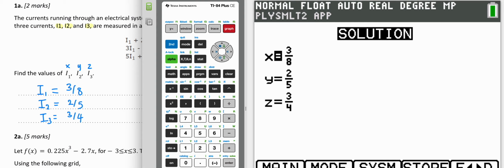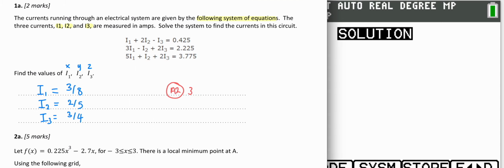So for this one, it's 2 marks for the whole question. So it's 2 marks for the answer if you have all 3 correct. And then it's 1 mark if you have 2 of them correct. Okay, so this is just literally for typing it into your calculator.